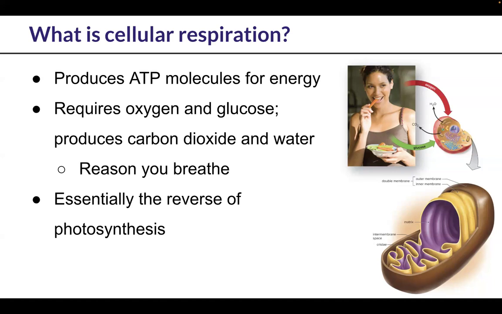So we're basically reversing what the plants did. The plants take carbon dioxide and water in order to make glucose. We take the glucose along with oxygen, because remember in photosynthesis, oxygen is a byproduct. Here, we're actually using oxygen and glucose, and we're going to convert that to carbon dioxide and water as well as energy.